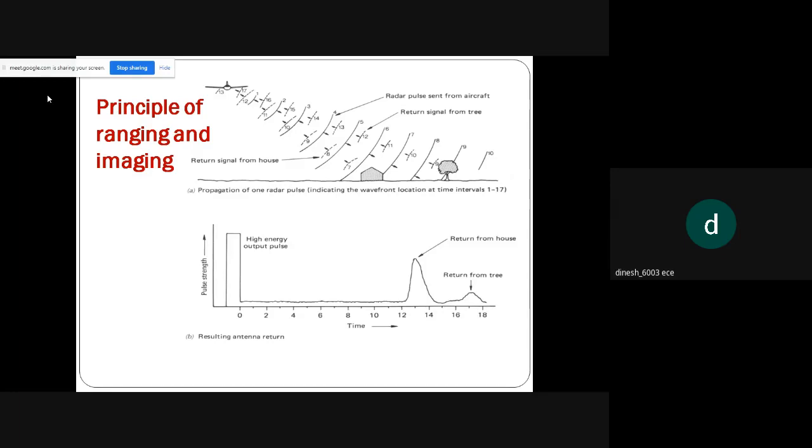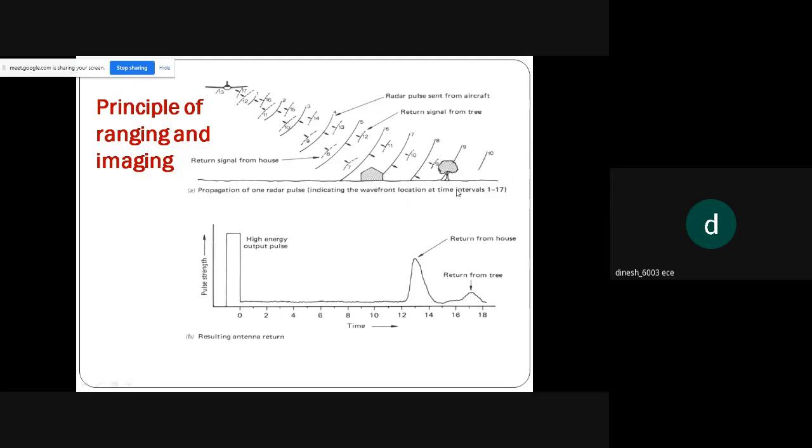This picture shows the propagation of one radar pulse, indicating the wavefront location at time intervals 1 to 17. The radar pulse is sent from the aircraft, shown by dashed lines, and the returned pulse is shown by dotted lines. You can see 1, 2, 3, 4, 5, 6, 7, 8, 9, 10. At the 10th, it reaches the target or objects, and then in return, it goes on. Okay, so there is a return signal from the house and a return signal from the tree. The tree takes more time. You can see that after 9, it reflects back: 9, 10, 11, 12, 13, 14, 15, 16, 17 to the aircraft.